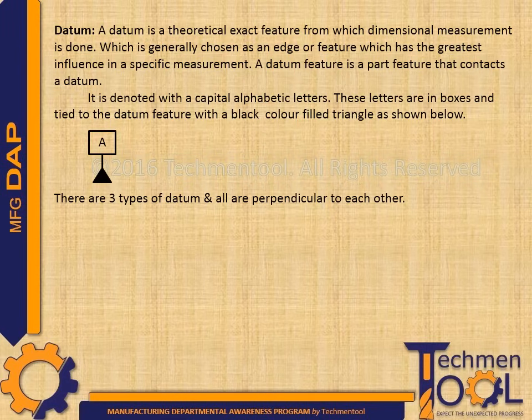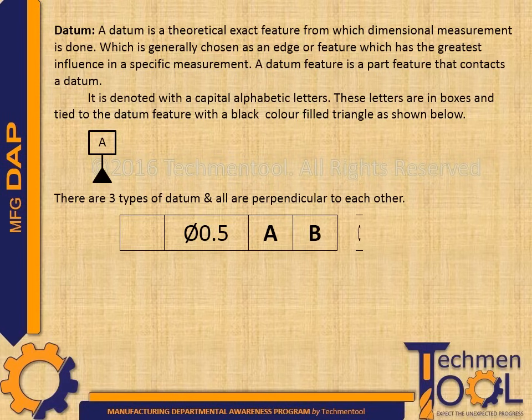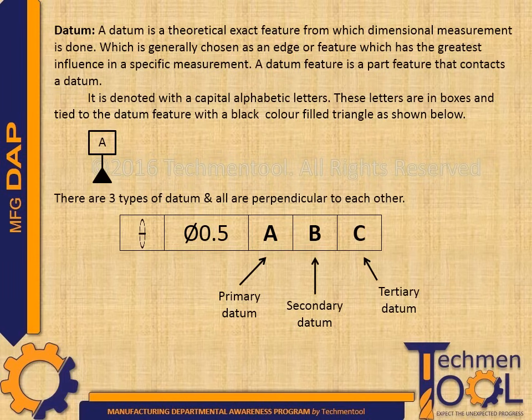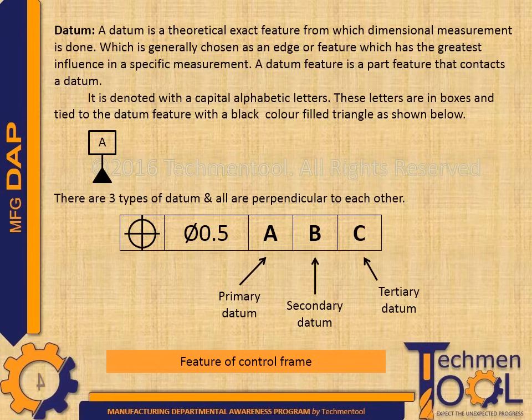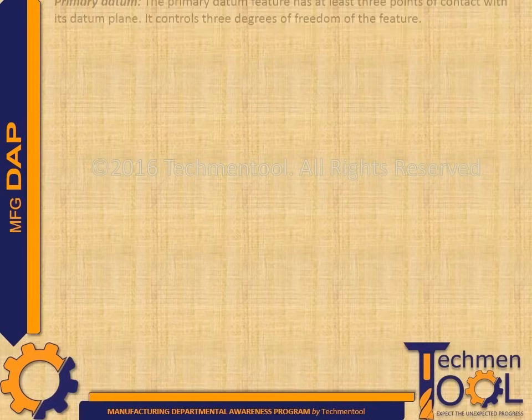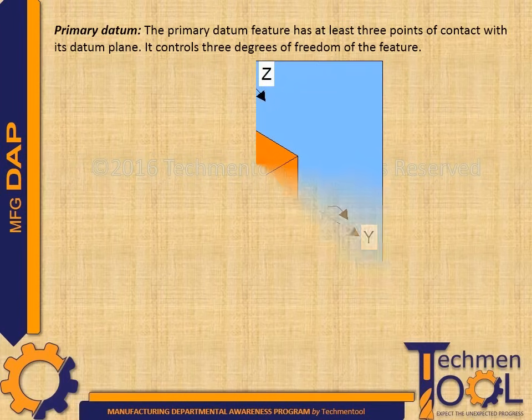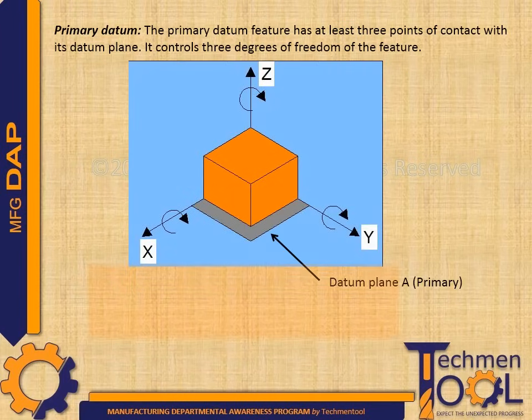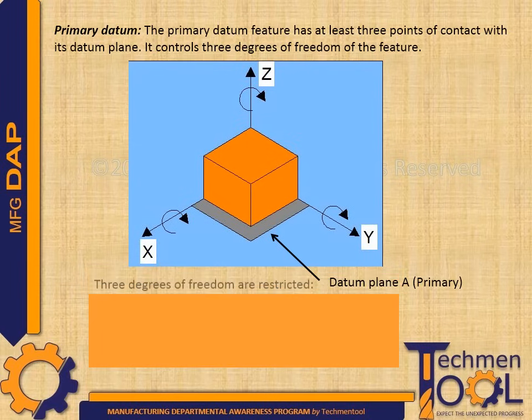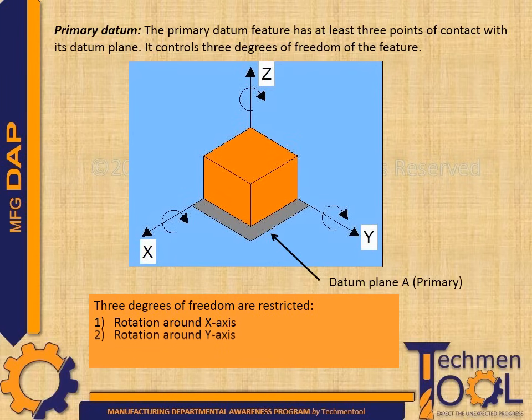There are three types of datum and all are perpendicular to each other: primary datum, secondary datum and tertiary datum. Its presence is shown in the below example of a feature control frame. Primary datum. The primary datum feature has at least 3 points of contact with its datum plane. It controls 3 degrees of freedom of the feature, meaning 3 degrees of freedom are restricted, that is, rotation around x-axis, rotation around y-axis, movement along the z-axis.